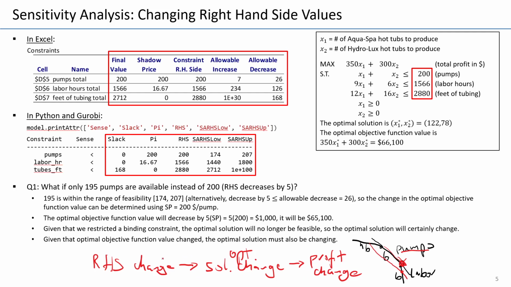And notice that the shadow price is actually giving us a shortcut. The shadow price tells me how the profit will change without telling me how the optimal solution will change. But I can determine whether the optimal solution will change or not. If the profit changes, it must be that the optimal solution has changed. Or another way, if we know that we just changed something in the binding constraints, we must also be changing the optimal solution, because the binding constraints are what determines the optimal solution.